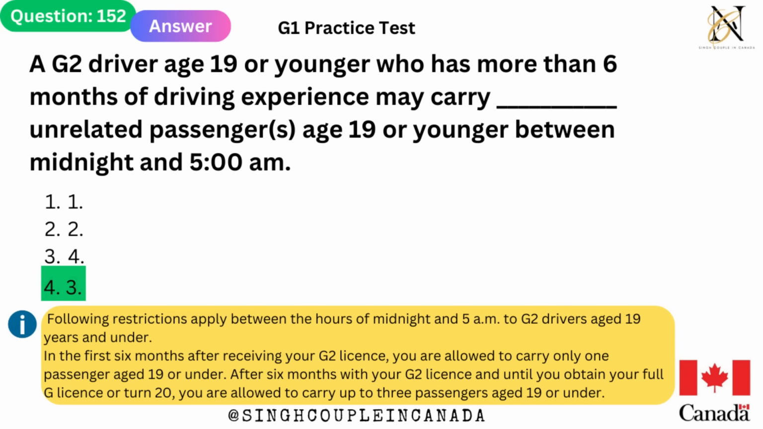The following restrictions apply between the hours of midnight and 5 a.m. to G2 drivers aged 19 years and under. In the first 6 months after receiving your G2 license, you are allowed to carry only one passenger aged 19 or under. After 6 months with your G2 license and until you obtain your full G license or turn 20, you are allowed to carry up to 3 passengers aged 19 or under.